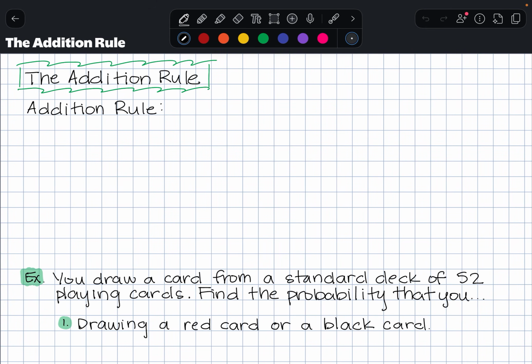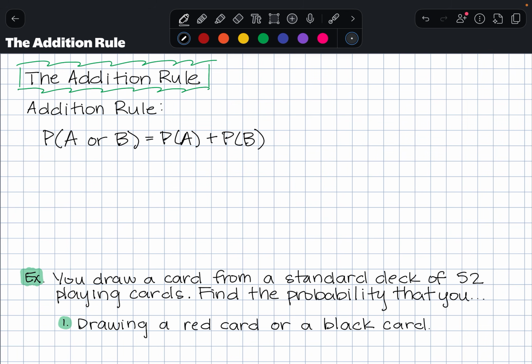In this video, we're going to learn the addition rule. And the addition rule is for compound events where we see the keyword "or." So if I want the probability that the result of an experiment is A or B, I'm going to add the probabilities of A and B separately. But there's a hitch.